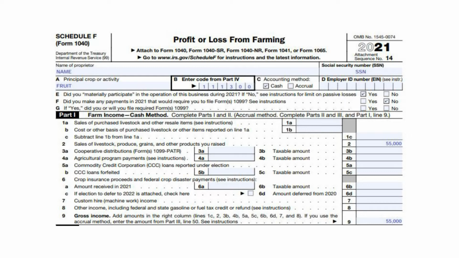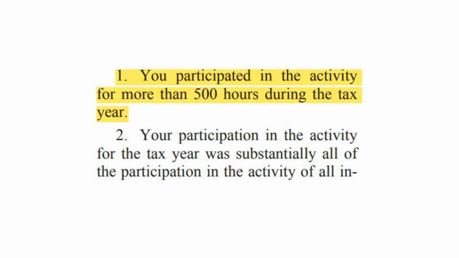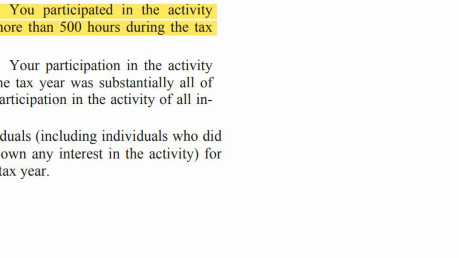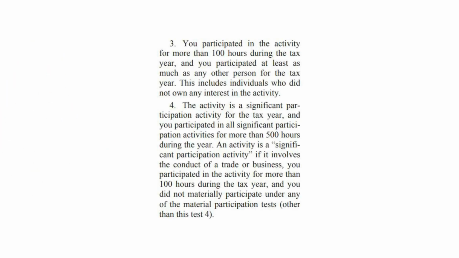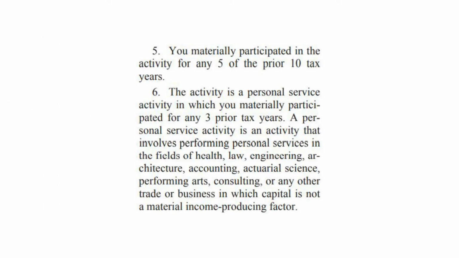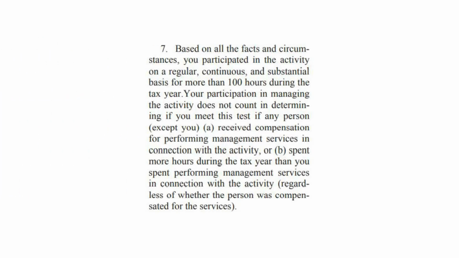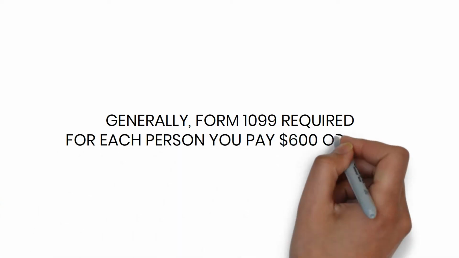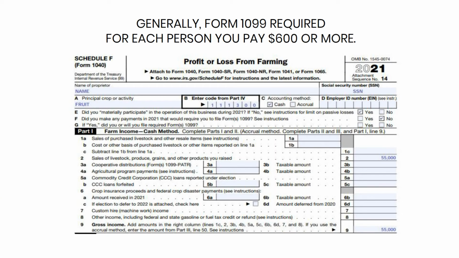On line E, put whether you materially participated in the farm. If you did not, it's considered a passive activity, and then your losses would be limited. The IRS provides 7 tests to determine your participation. Since in this example you meet the very first test, you can check the box Yes on line E. On line F, you can check the box No, as you did not make any payments that would require you to file Form 1099, and thus you can leave line G blank.